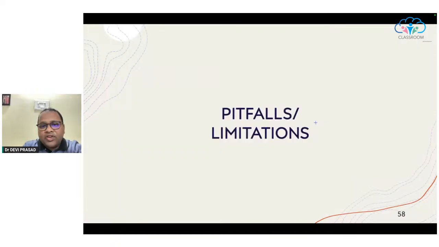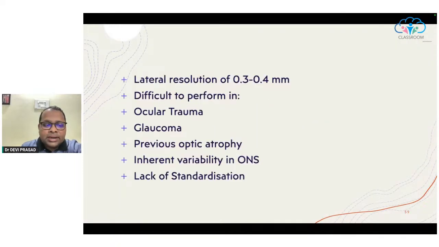Now, what are the pitfalls or limitations? The main limitation is that the lateral resolution is around 0.3 to 0.4 millimeter. This is a serious impediment which we have to take into account. It is very difficult to perform in patients who have ocular trauma, glaucoma, or previous optic atrophy, and there is inherent variability in optic nerve sheath from person to person, which also has to be taken into account.